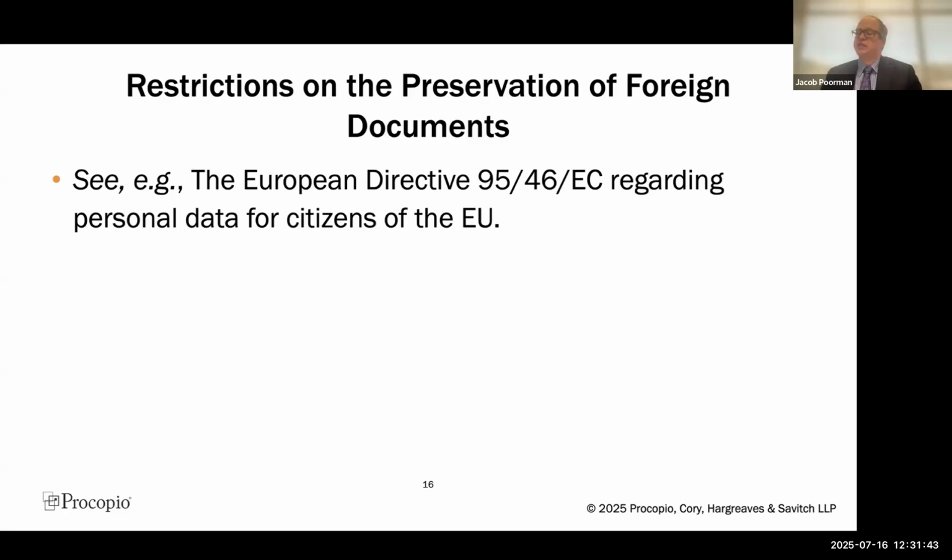95/46/EC governs the processing and use of personal data for all EU member states. That directive requires, among other things, that personal data shall not be kept for longer than is necessary for the purpose for which it is processed, and personal data shall not be transferred to a country or territory outside the EU unless that country or territory ensures an adequate level of protection for the rights and freedom of data subjects in relation to the processing of personal data. Currently, the EU does not consider the United States to have adequate levels of protection, and therefore only allows personal data to be transferred to the United States if some exception applies.